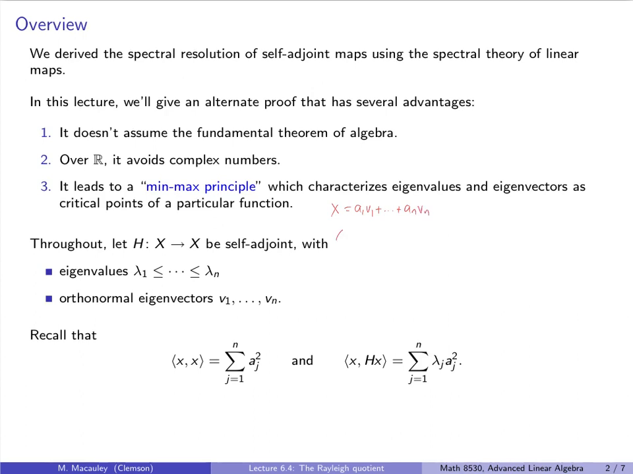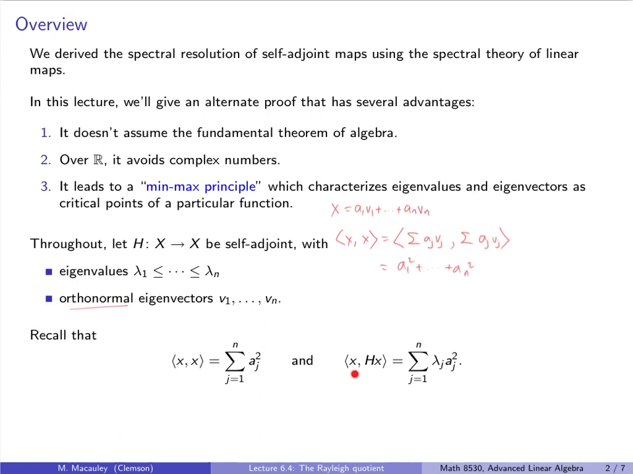then the inner product of x with itself is just the inner product of the sum of aj vj with the sum of aj vj. You get n squared terms here. Most of them are 0 due to the fact that they're orthogonal. And we just get a1 squared plus up to an squared.